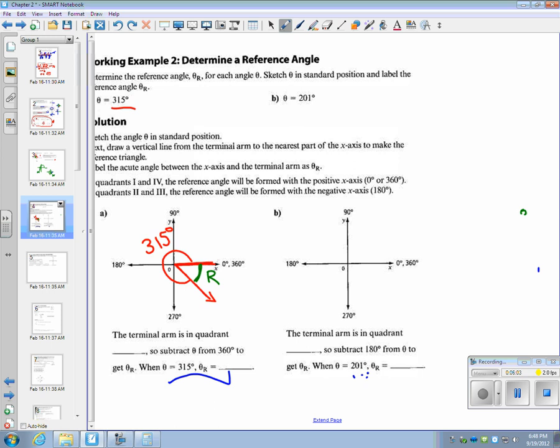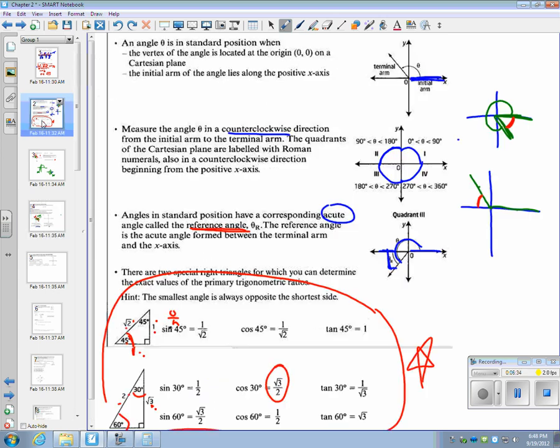To find its reference angle, it looks like its reference angle is 360 degrees minus 315 degrees. That looks like that's going to be 45 degrees. So its reference angle is 45. Reference angles are important because we know exact values of the trig ratios for 45. That's why we need to know reference angles, because then we can use these exact values.